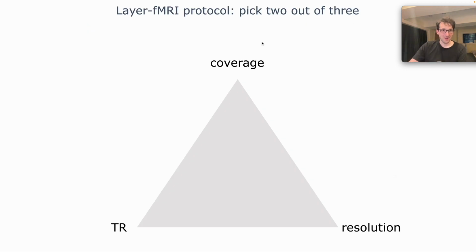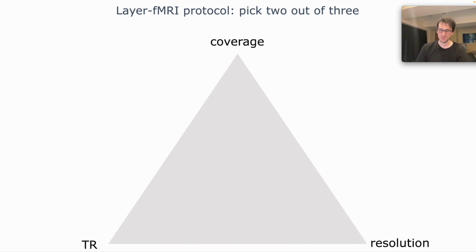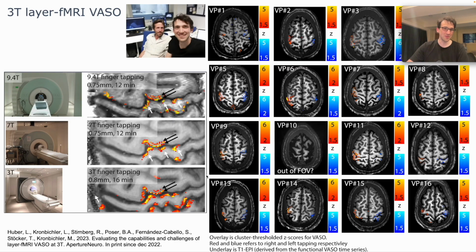While we have this triangle of coverage, TR, and resolution, it's usually not a completely fixed triangle. So I want to also highlight the fact that if you have a specific scanner or specific sequences or hardware, you can sometimes increase this triangle and actually push on multiple of those parameters at the same time. And one classic example here would be field strength. So if you're used to doing layer-dependent fMRI at 3 Tesla, you can go to 7 Tesla and push more parameters at the same time. Because at 3 Tesla, you cannot really push anything.